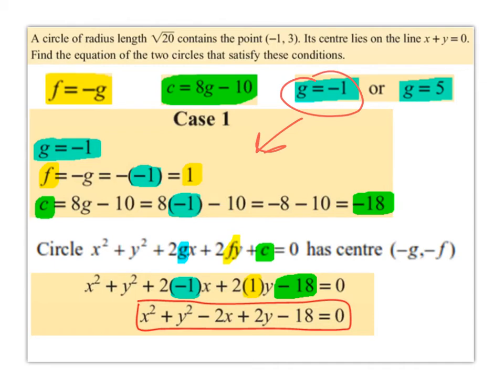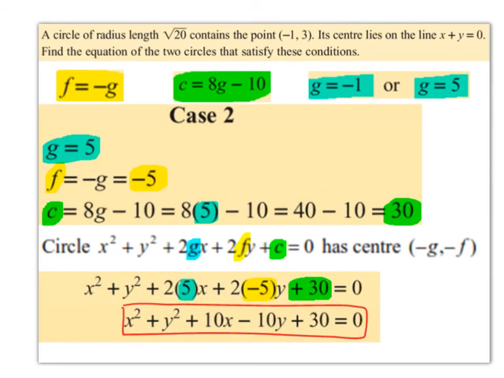So our equation, again from our formula book, is x squared plus y squared plus 2gx plus 2fy plus c is equal to 0. We swap the g for minus 1 with brackets, the f for 1 with brackets, and the c for minus 18. We get x squared plus y squared minus 2x plus 2y minus 18 is equal to 0. So this is one equation of the circle.